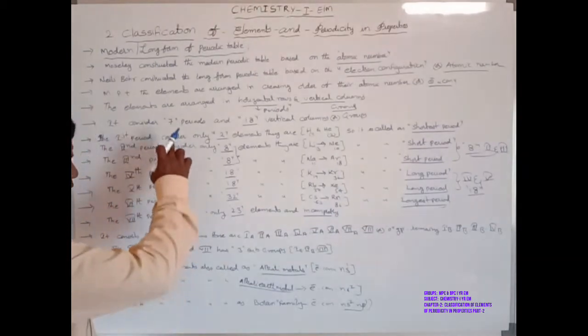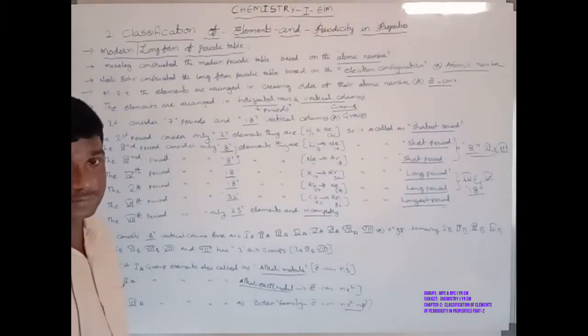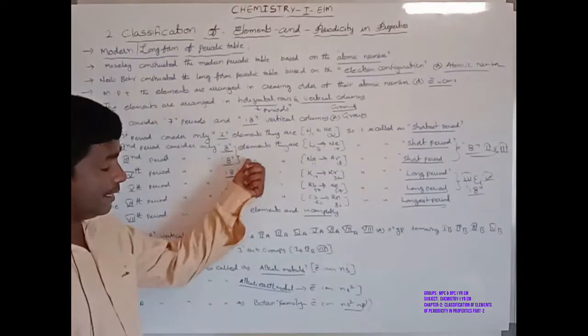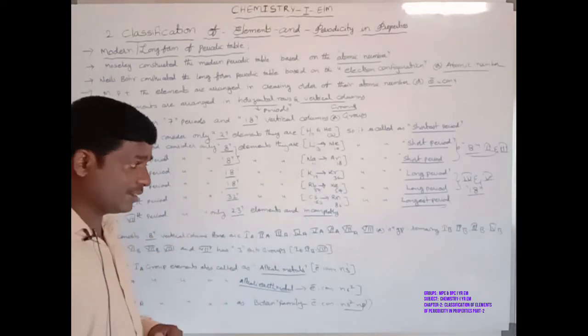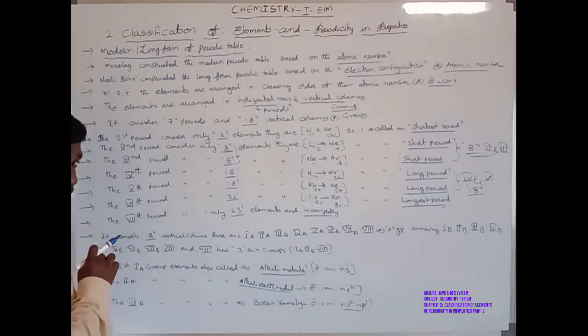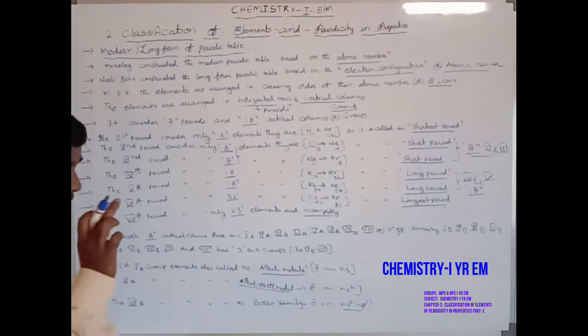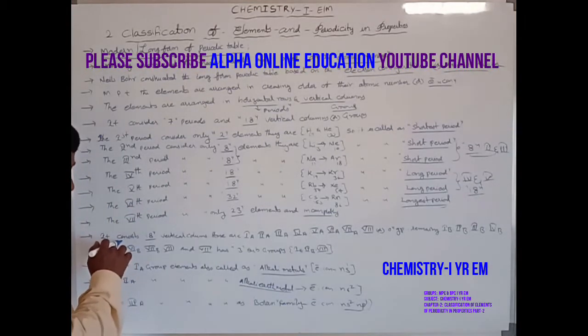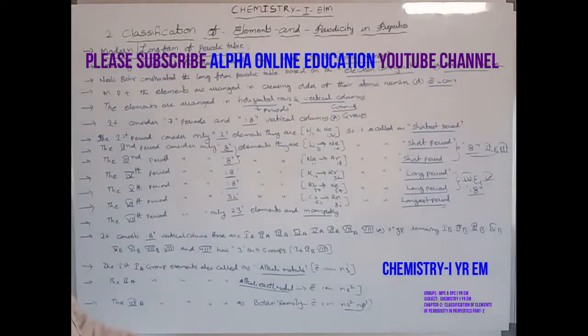In the modern periodic table, a total of 7 periods are considered. The different elements exist in the horizontal rows; those are the periods, or horizontal rows. The other part is the vertical columns, or groups. The modern periodic table, or long form of the periodic table, consists of 7 periods and 18 vertical columns.